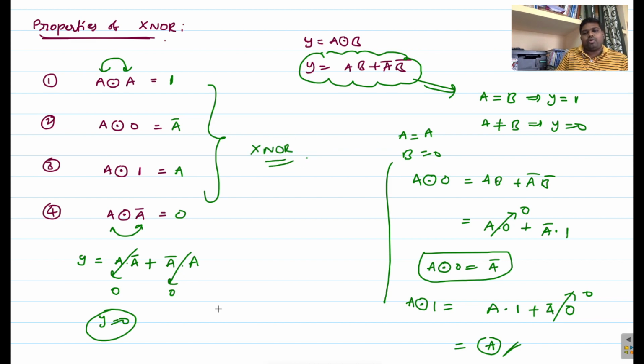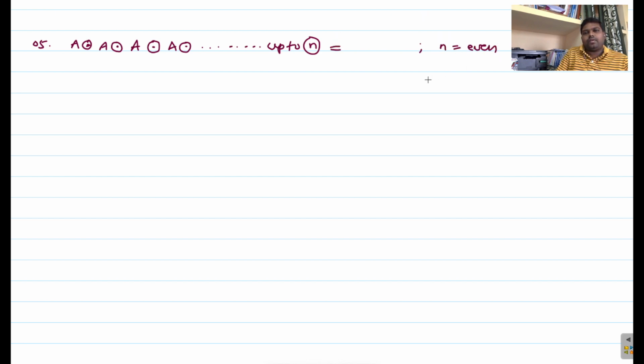And one more important property, the fifth one. Here I am taking A XNOR A XNOR A, up to n times. Which equals what when n is even, and the second condition is when n is odd, then what is the expression value.